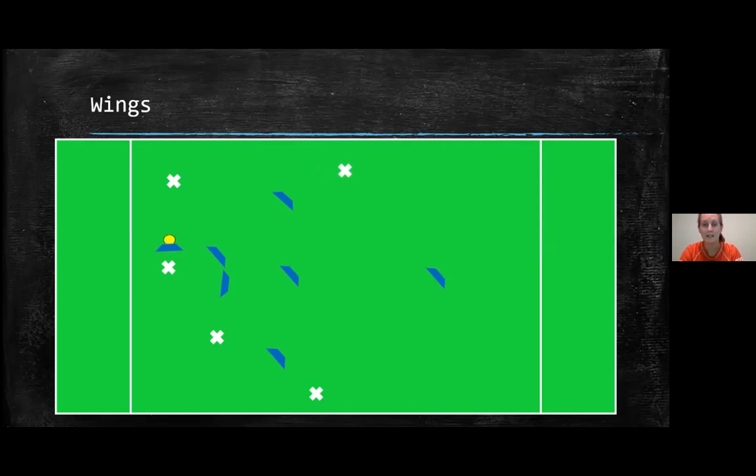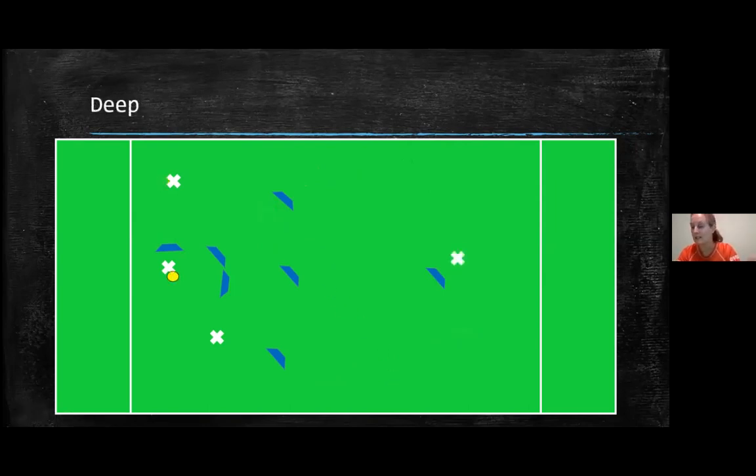And then the last, so there's just an example of what some wing movement would look like. If the disc goes to your side, you're looking to maybe take a couple of steps out and then come in one of the holes on either side of the mid. And if you're on the opposite side, you can look to cut deep, or you can also look to cut into the middle of the field here.